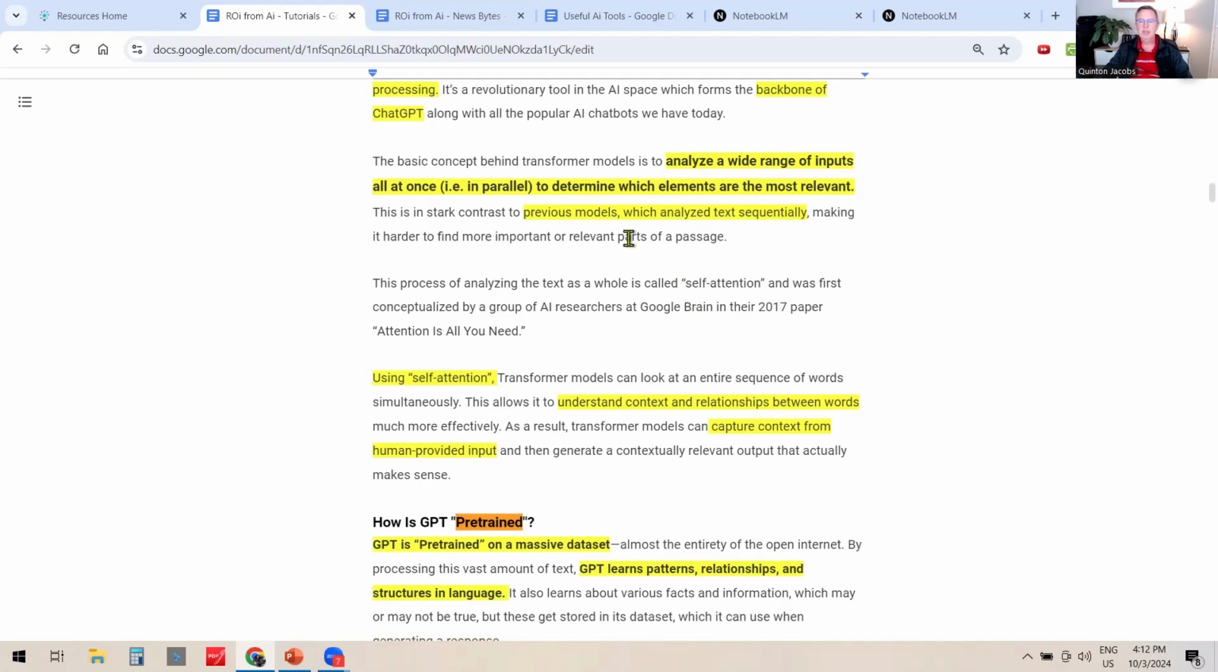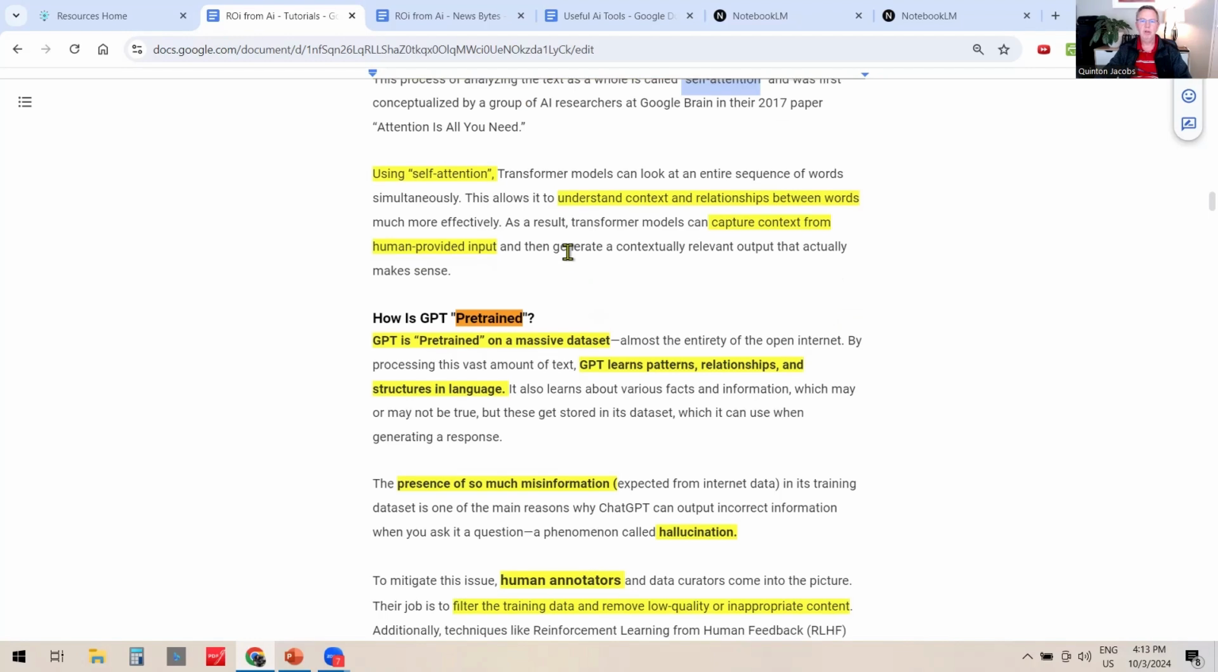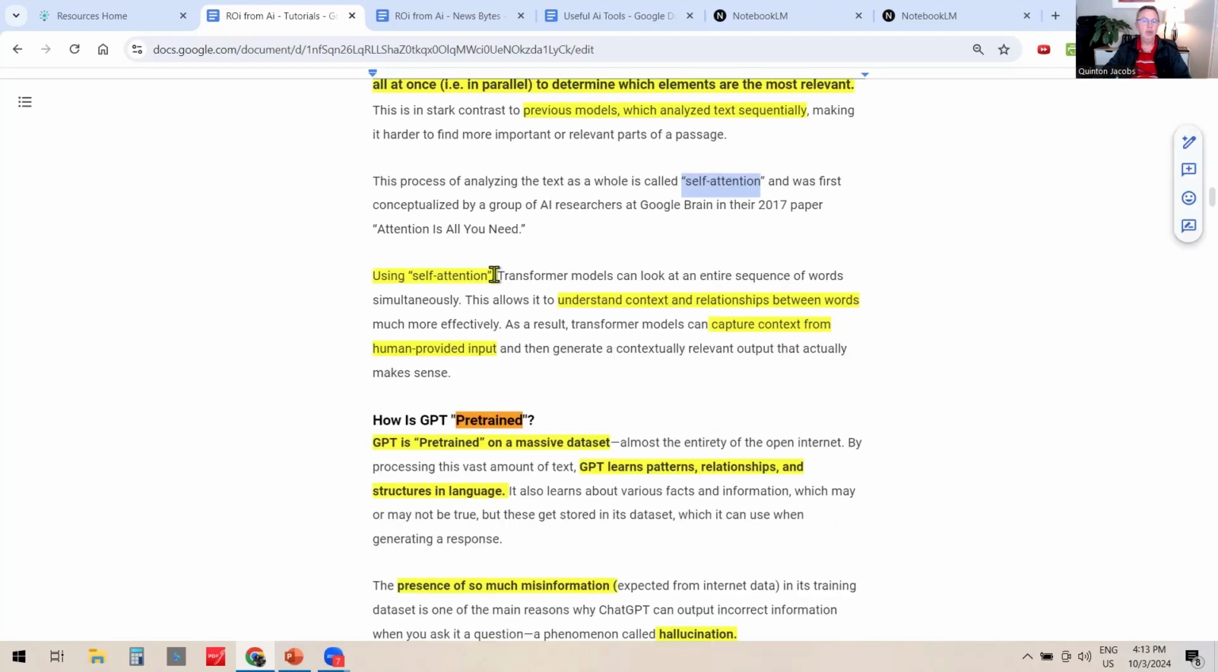The other thing that it talks about is self-attention. The phrase was coined by some smart people, and basically what they said is that transformers can look at an entire sequence of words simultaneously. This allows them to understand the context and the relationship between words, and as a result, capture the context from the human-provided input. So that's what the word transformer basically means: it can bring a whole lot of information together fairly quickly, and it can do so in human language.